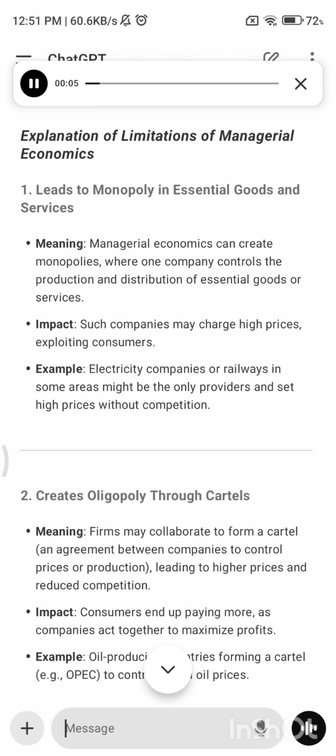1. Leads to monopoly in essential goods and services. Meaning, managerial economics can create monopolies, where one company controls the production and distribution of essential goods or services. Impact: such companies may charge high prices, exploiting consumers. Example: electricity companies or railways in some areas might be the only providers and set high prices without competition.